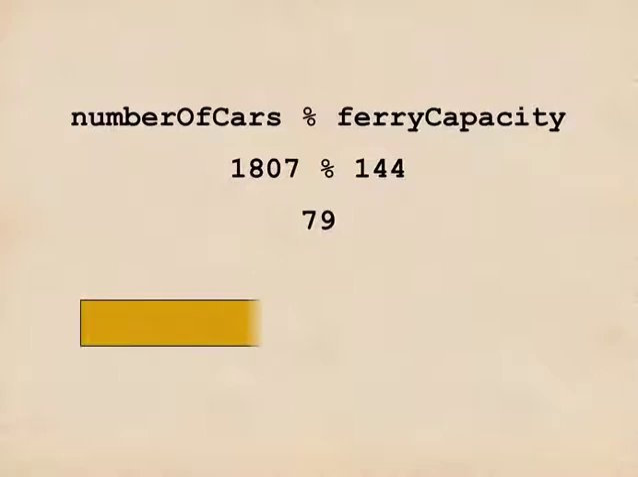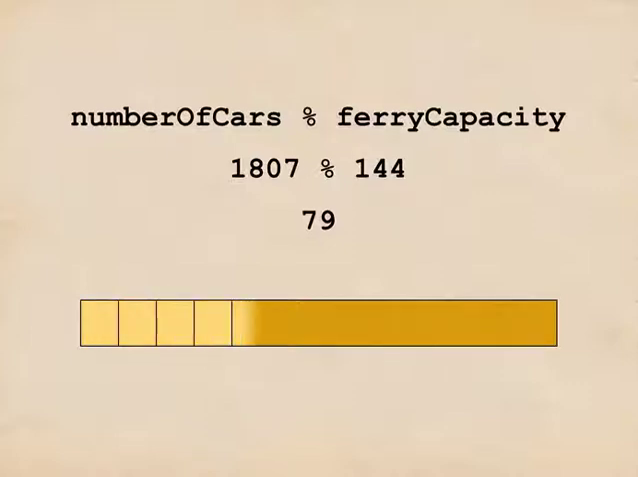Visually, we could draw a box that's 1,807 units wide and then lay in a single box that's 144 units. Now we just keep laying in repeated copies of that box, taking out 144 over and over and over until we're left with the little wedge at the far right, and that's 79 units wide. We get that result in just one go by using modulo.